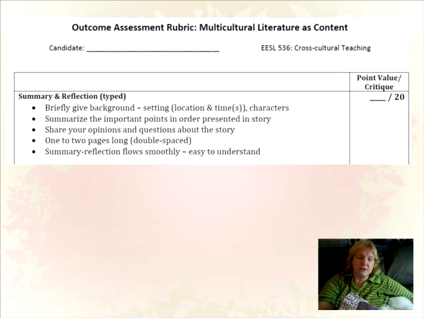The rubrics, of course, you can download also, but you'll be graded 20 points for your summary reflection, how clear it is, if it really sticks to the main ideas and doesn't get too bogged down with details. If you have a long story, then you're going to have to pick and choose just 2 or 3 of the really important ideas, okay?